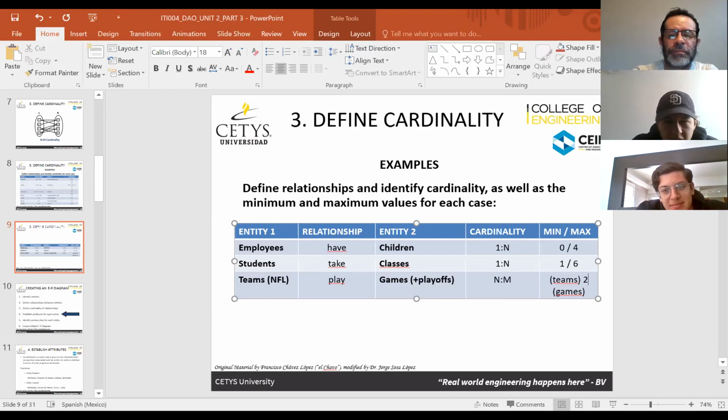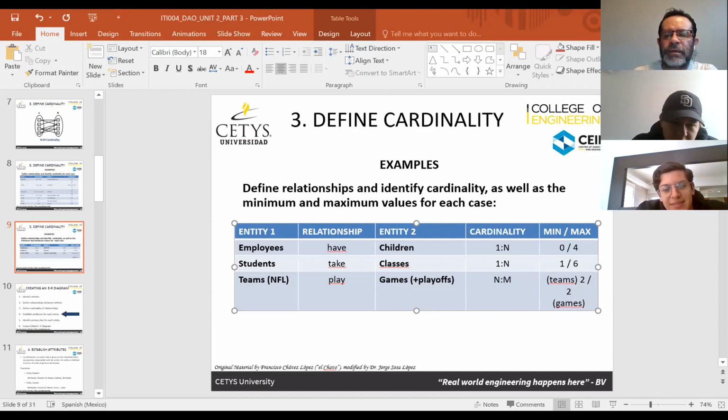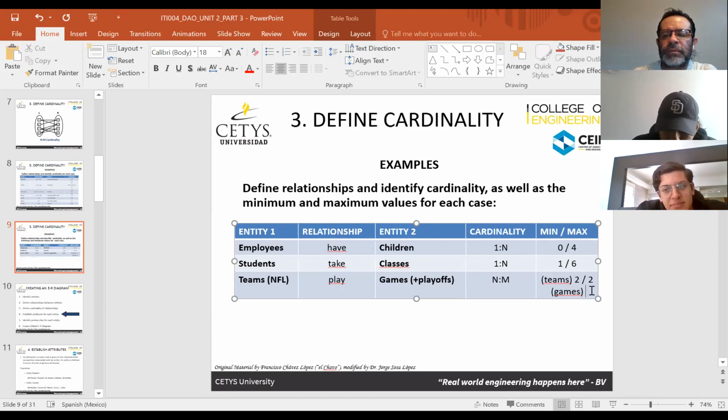No, 2 and 2 actually. The minimum and the maximum is the same. You can't have a game with just one team. And in the case of the games, I interrupted. What would be the minimum amount of games that a team could play? 16. 16. What could be the maximum amount of games a team could play?